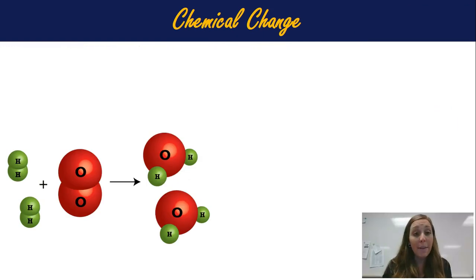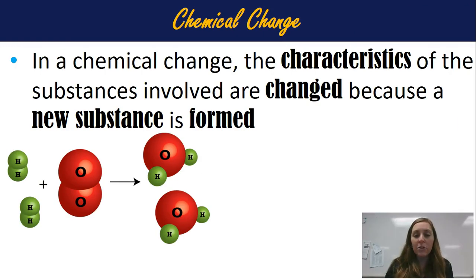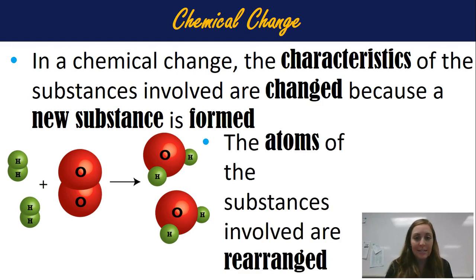So let's compare that to a chemical change. So in a chemical change, the characteristics of the substances involved are changed. So as in the properties are changed because a new substance is formed. The reason you see new characteristics is because the atoms, those teeny tiny, smaller than microscopic pieces, are actually rearranged. So here's an example right here.